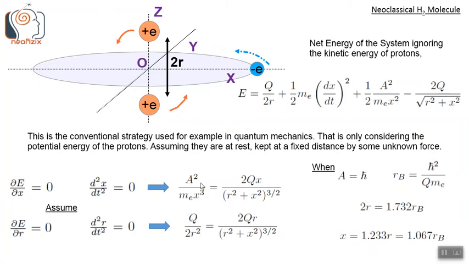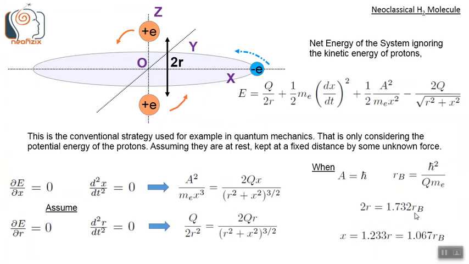So from the partial derivative of E with respect to x, we get this equation: a square by me x cube equals 2qx by r square plus x square power 3 by 2. And from the partial derivative of E with respect to r, we get this equation: q by 2r square equals 2qr divided by r square plus x square power 3 by 2. When the angular momentum of the electron is h bar, a equals h bar is the lowest allowed angular momentum that the electron can have. So when a equals h bar, we get these values.